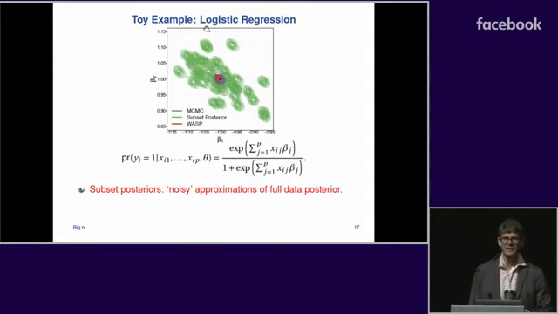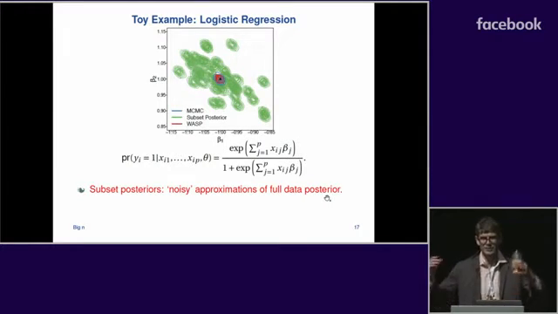Well, here's a toy example that's used a lot, logistic regression. We might ask, what's the label on the ith example given the vector of features xi1 through xip and some parameters theta? That's just a logistic regression, and here we show a bunch of subset posteriors, so we get a bunch of noisy approximations of the full data posterior.